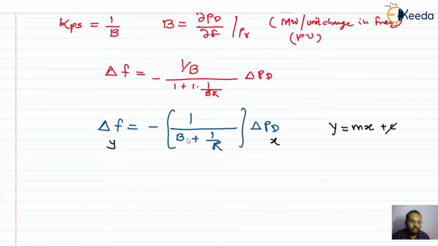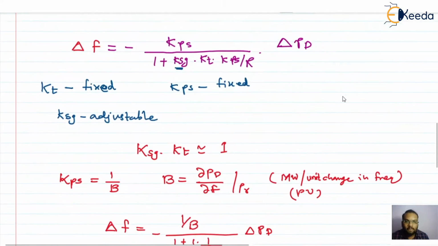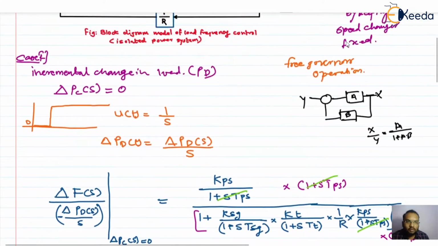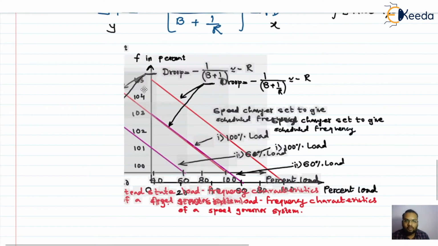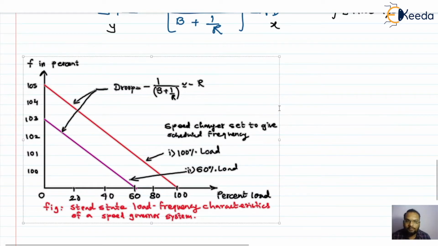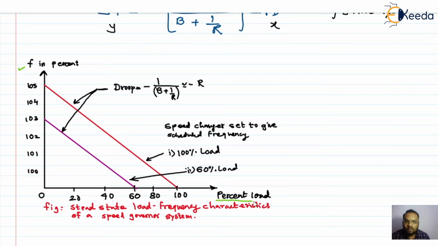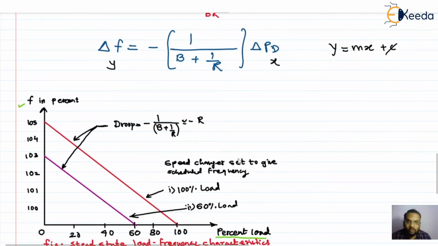We will take the frequency in percent and the power demand, or load, in percent, and we'll see how we get the plot of these two. I have that plot with me. Let me just copy and paste it here. You see here, this y-axis is representing frequency in percent, and this x-axis is giving percent load. We have got this response when the speed changer setting was fixed.